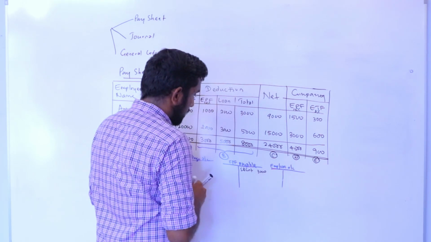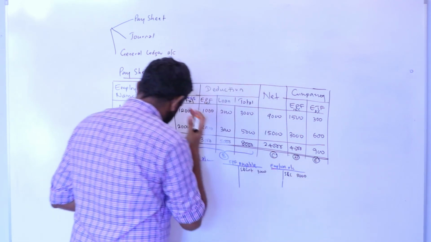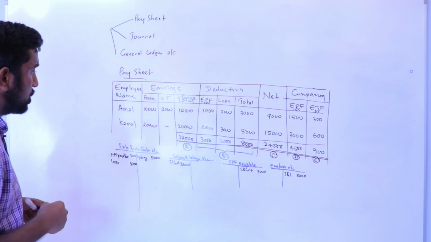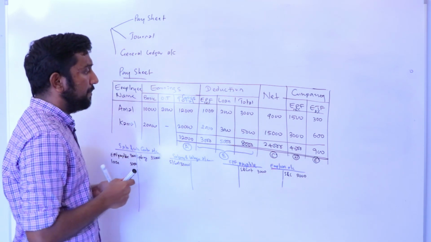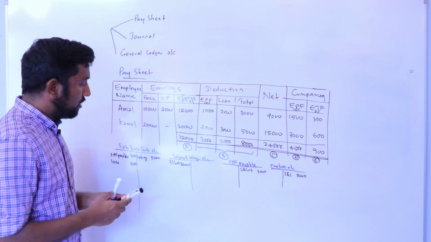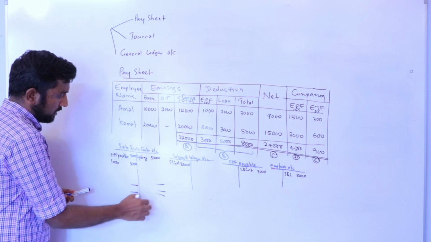So credit, I will record salary and wages control 5,000, right? So those are the deductions of the employee. Then I will pay the net salary. So to pay the net salary, I will close this, right?